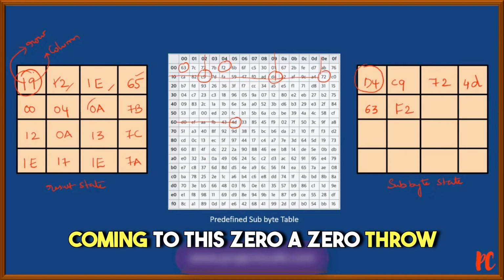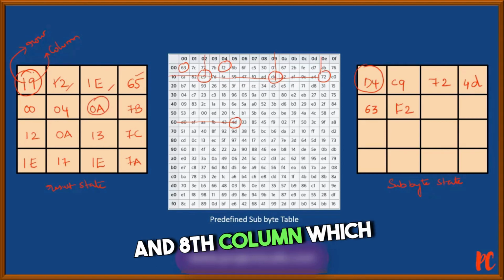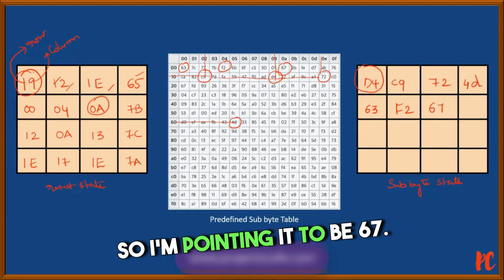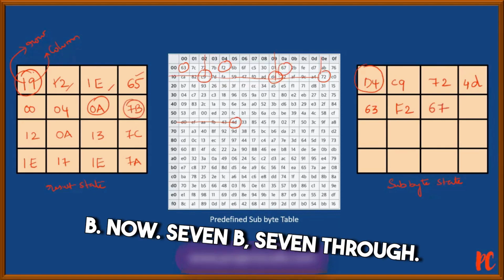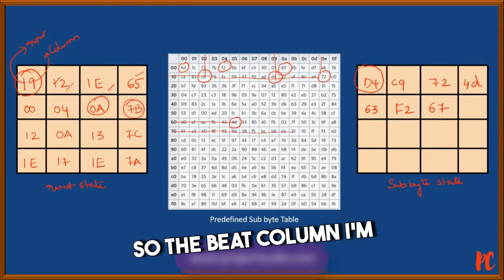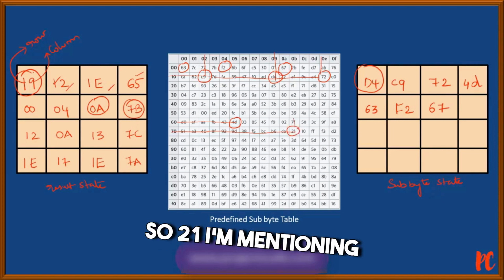Coming to this 0A, 0th row and 8th column, which is nothing but 67. So I'm pointing it to be 67. Similarly, with respect to 7B, this is my 7th row till the bth column. So the bth column I'm having is 21, right? So 21 I'm mentioning here.